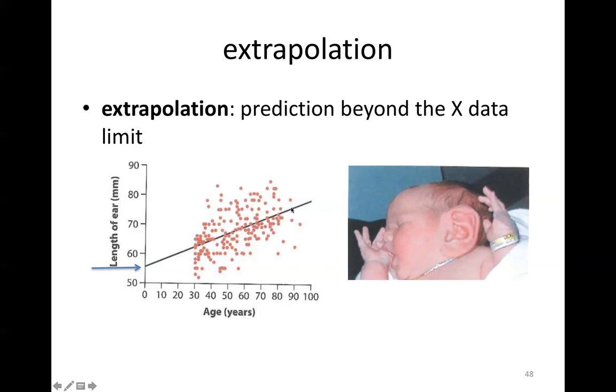And if we would construct a regression line based on this data, and then use this to predict the ear length of a newborn baby, we would end up with something like, as you see, 55 millimeters. An ear of size 55 millimeters would look like this. This is, of course, a Photoshop. It's not a real photo, but it helps us see how absurdly large the ear of the baby would be.